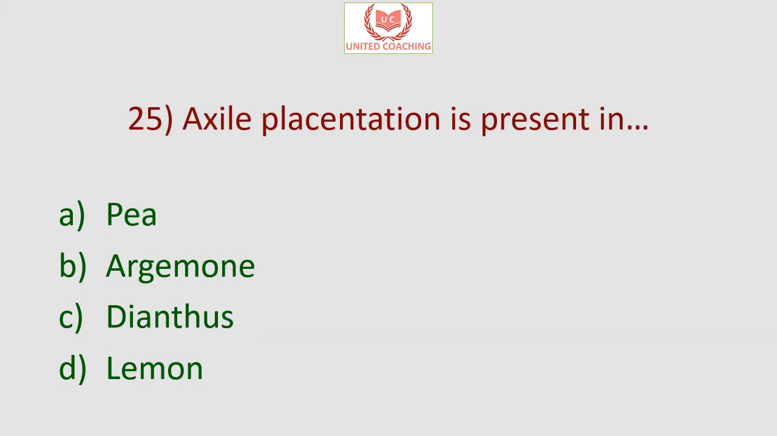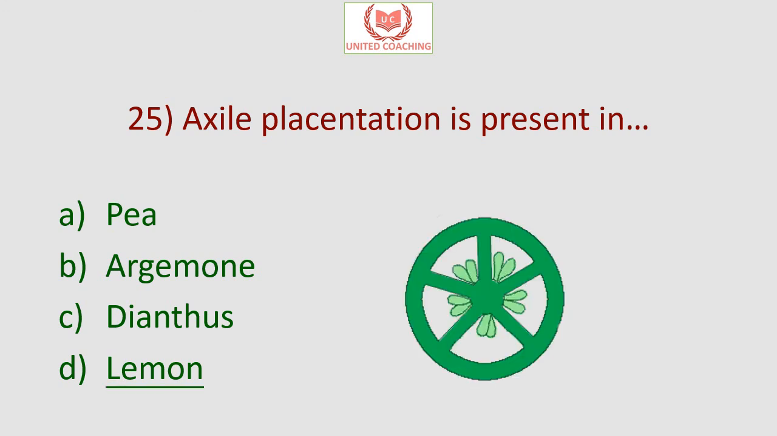Our next question is, axile placentation is present in, so is it pea or argemone or dianthus or lemon? So over here you have to remember that axile means attached to the central axis. So the option lemon is the correct answer because the seeds are present along the central axis.